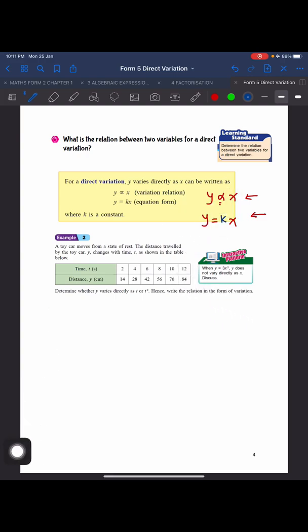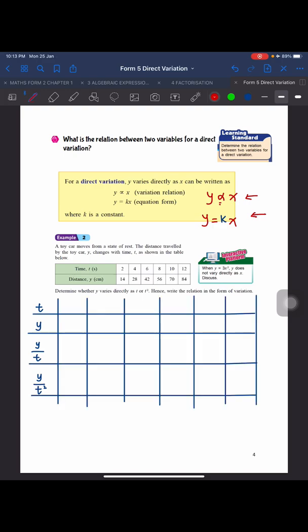So what can we do first? We write down the table. So we have t, we have y. In order to get whether it varies directly as t or t square, what you must do is, we divide y by t, and the second one, y divided by t square. t equals 2, 4, 6, 8, 10, 12. y is 14, 28, 42, 56, 70, 84.